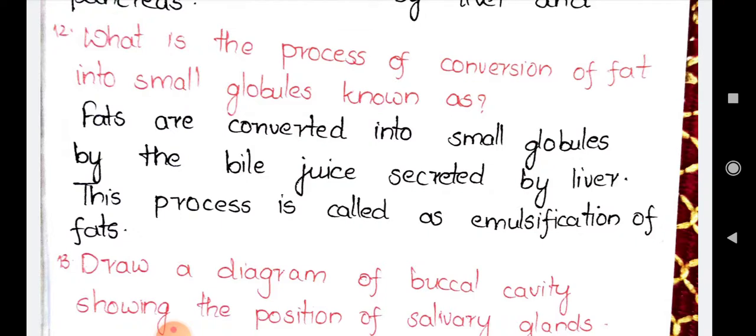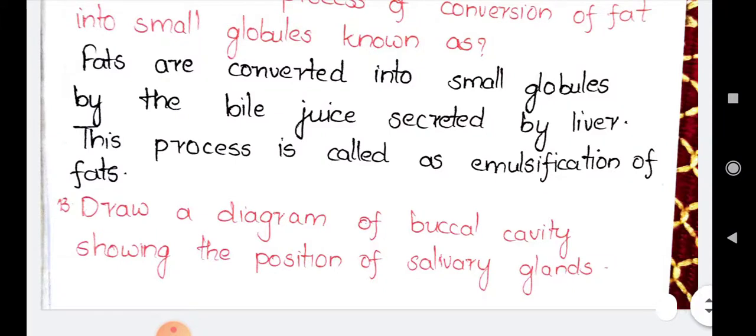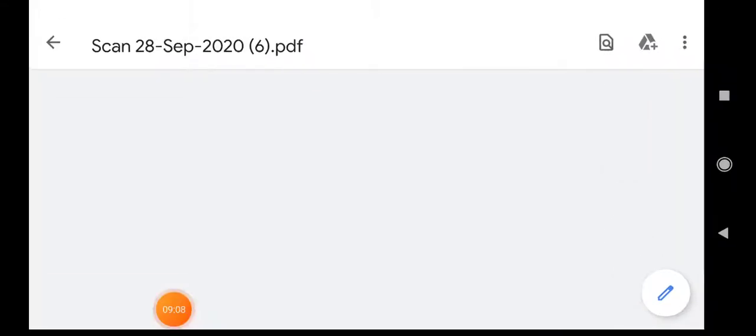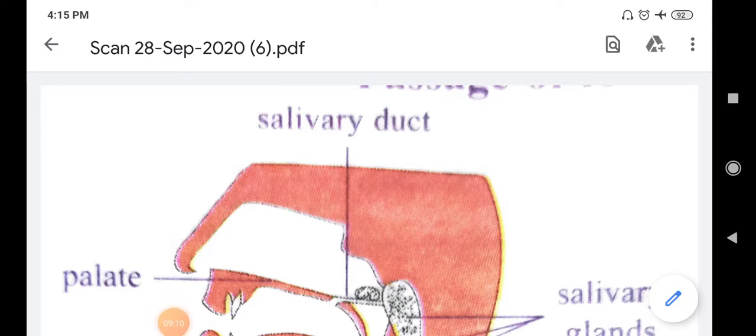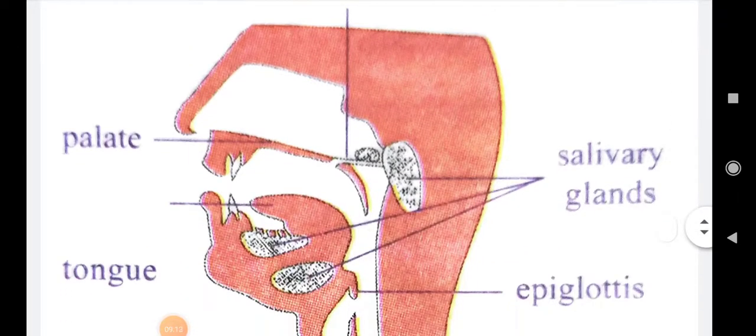Going to the next, last question. Draw a diagram of the buccal cavity showing the position of the salivary glands. Here you have to draw the diagram of the three pairs of salivary glands in the buccal cavity. We know that in the buccal cavity the salivary glands are present. So this diagram you have to draw.